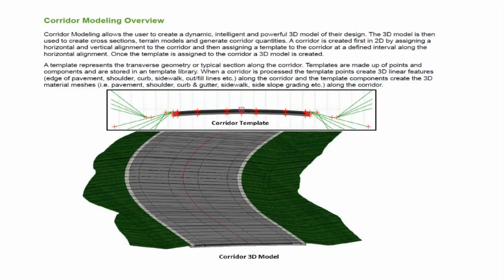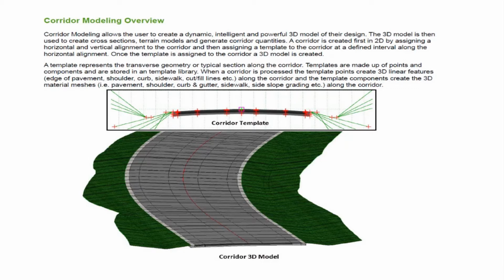For those of you unfamiliar with corridor modeling, it allows the user to create a dynamic, intelligent, and powerful 3D model of their design. The 3D model is then used to create cross-sections, terrain models, and generate corridor quantities, among other things. A corridor is created first in 2D by assigning a horizontal and vertical alignment to the corridor, and then assigning a template to the corridor at a defined interval along the horizontal alignment. Once the template is assigned to the corridor, a 3D model is created.